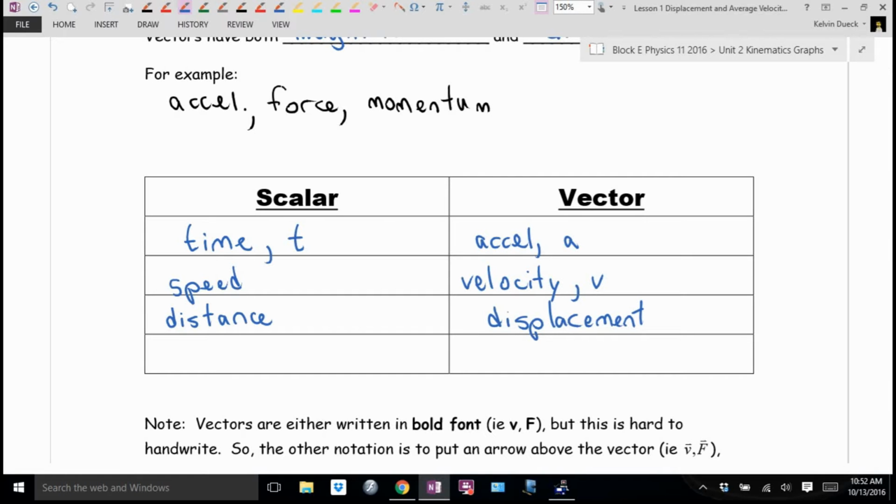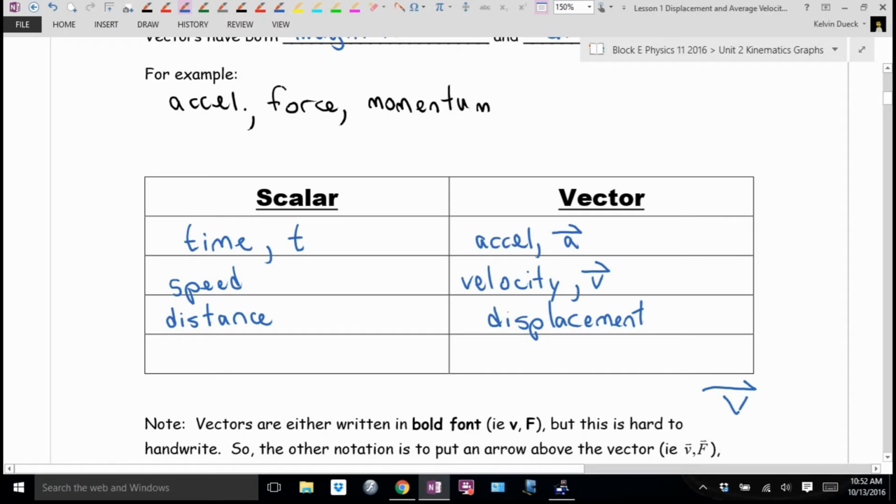Now, vectors are written in bold font when you're typing up a textbook, and you want to show velocity as a vector, you make it in bold font. But when you're handwriting, bold font is a pain. And so when we're handwriting, if I want to show that velocity is a vector, I put an arrow above it, although over the years it's evolved into a little half arrow like that. In fact, up here on your acceleration, there should be a vector symbol. There should be a vector symbol on the V.